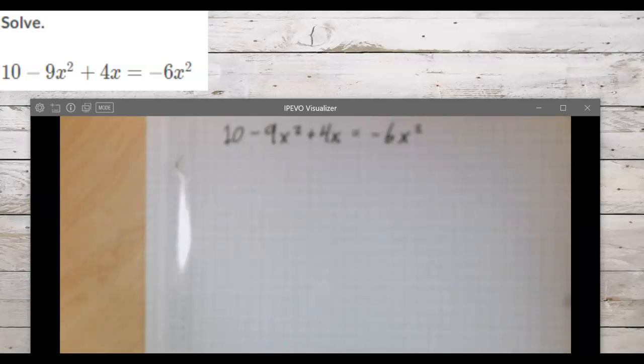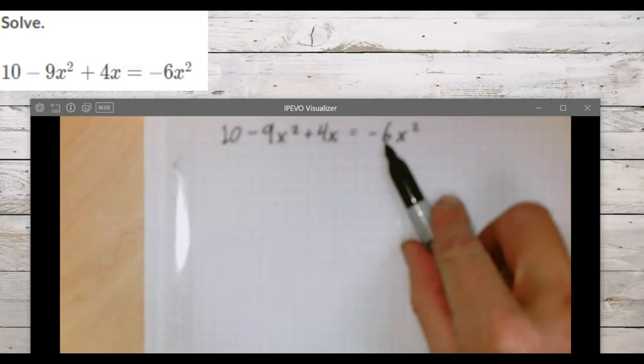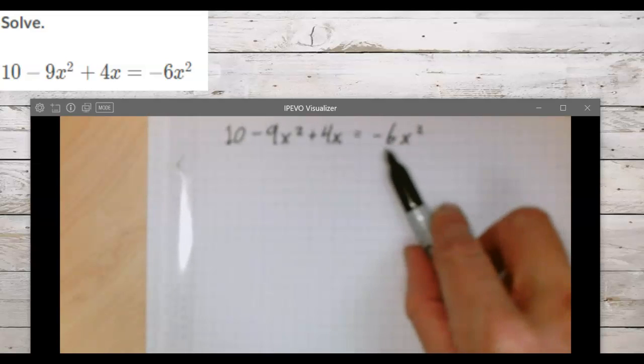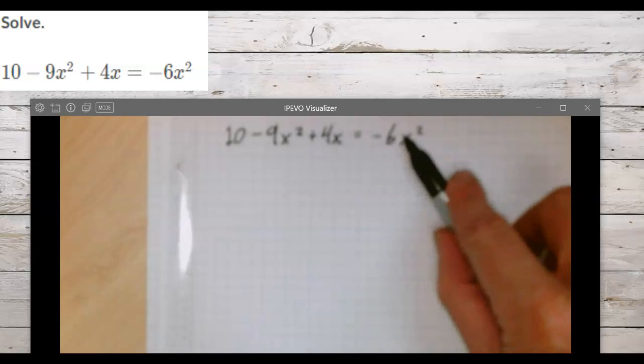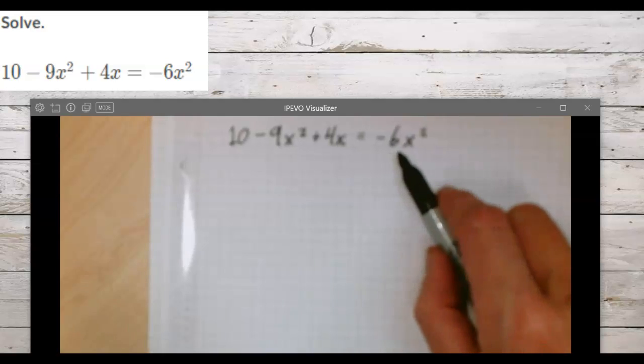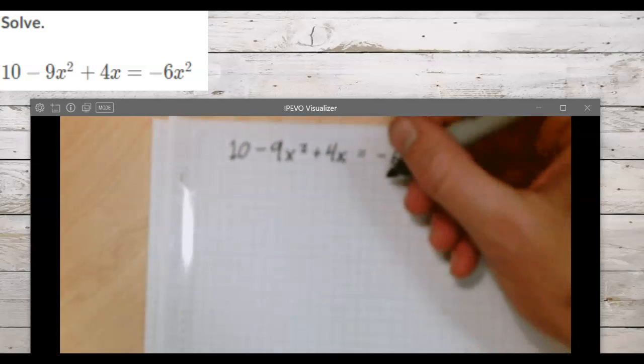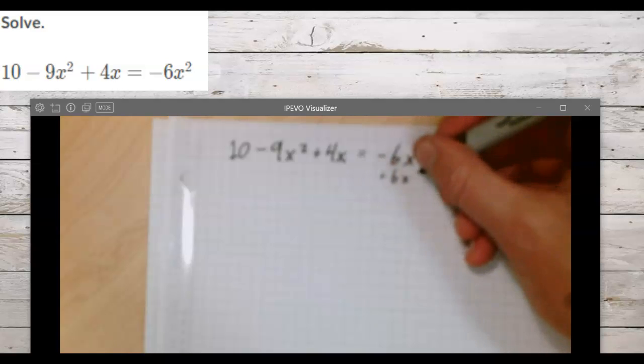And here's why, Alina. The question is, do we want our x squared, the coefficient of that, to be positive? Or do we want the coefficient of that to be negative? It won't really change what happens. It just changes the numbers that we work with. But since it is easier to move one value than it is to move 3, if we add 6x squared to both sides, that's fine.